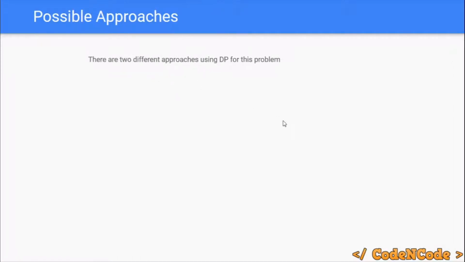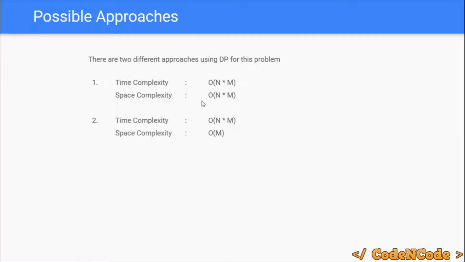So there are two different approaches using DP. I'm not counting the recursive one here, I'm only talking about iterative ones. First, with time complexity n cross m, where n is the number of elements in the array and m is the total sum, and the space complexity of this approach is also n cross m. The second approach also takes n cross m time, but the space complexity is not n cross m but only m, where m is the total sum. In this lecture we would study the first technique, in which the space and time complexity are n cross m.